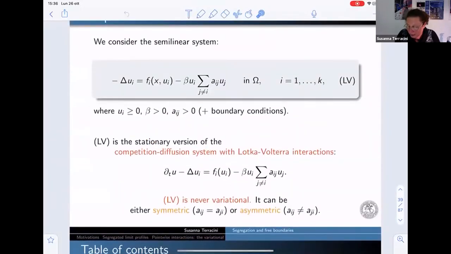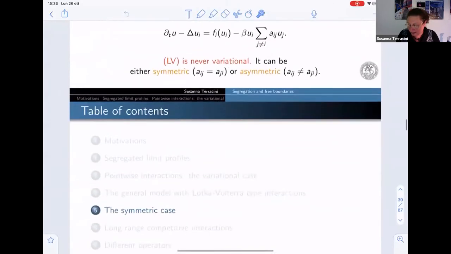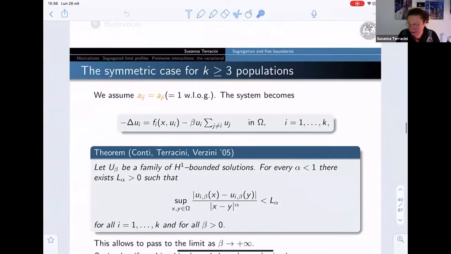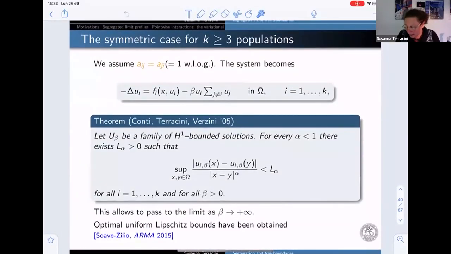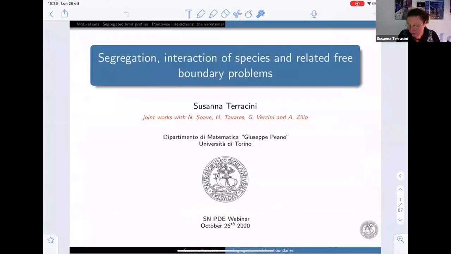The first remark that I would like to make is what happens when you consider the quadratic interaction case, but you switch from symmetric to asymmetric competition matrices. First, as I said before, when there is a symmetry, we have these bounds in Hölder norms for all exponents.